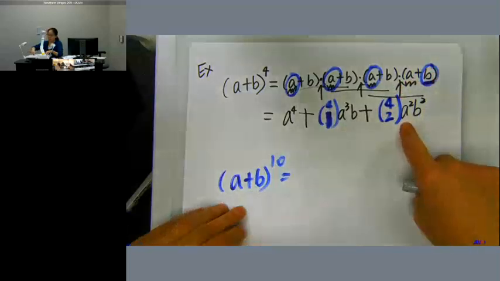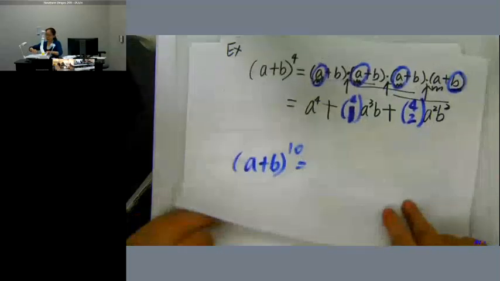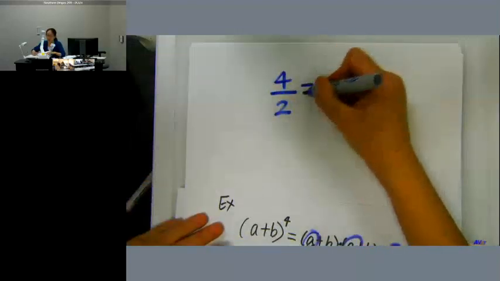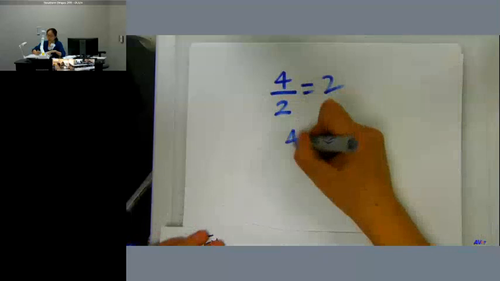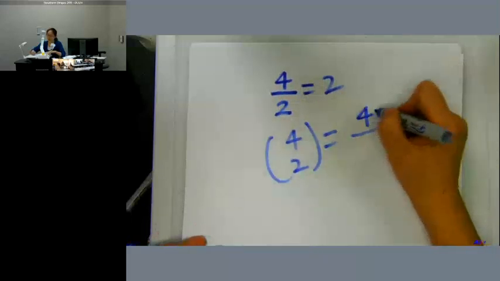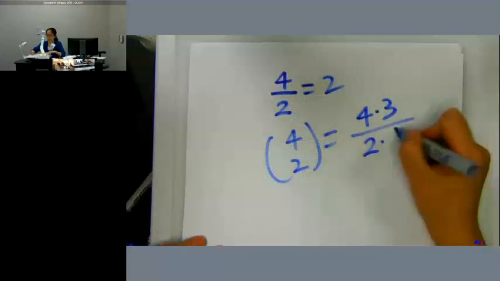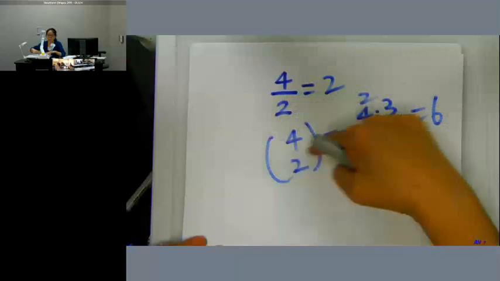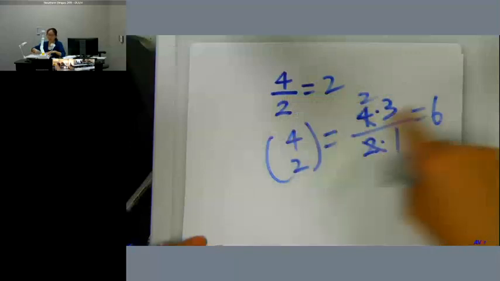Be careful, 4 choose 2 and 4 over 2 is not the same thing. 4 over 2, you're just going to get 2. But 4 choose 2, what do you get? You have to do 4 times 3 on the top, 2 times 1 on the bottom. You're going to get 6. Okay, so there's not a line between them. Although it looks like a division, it's not really.